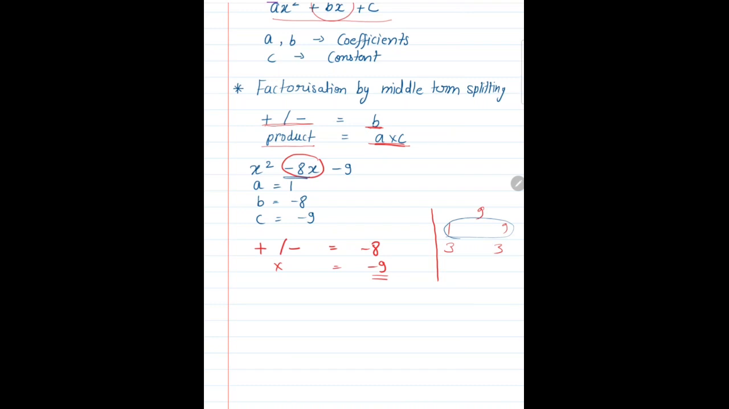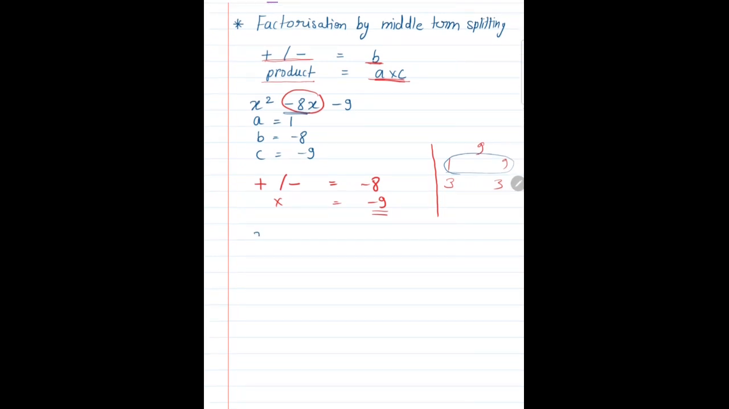So I'll be rewriting my expression as x square minus 9x plus 1x minus 9. There is no need to write this 1 though, but I am just writing it for your convenience. It also does not matter whether you write 9x first or 1x first, you will be getting the same answer. Now we have 4 terms here. We are going to make pairs of 2 terms and take common things out of each pair.